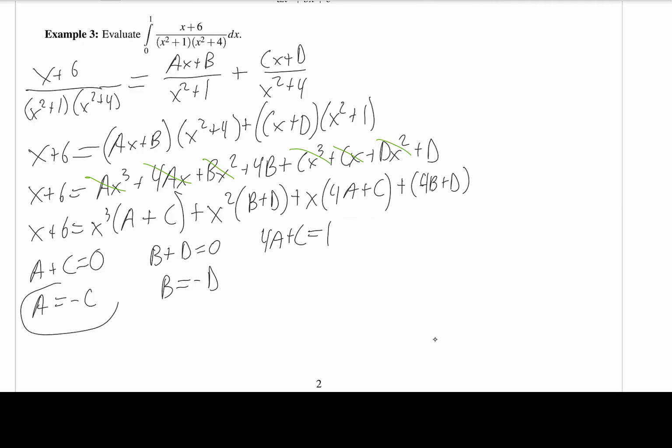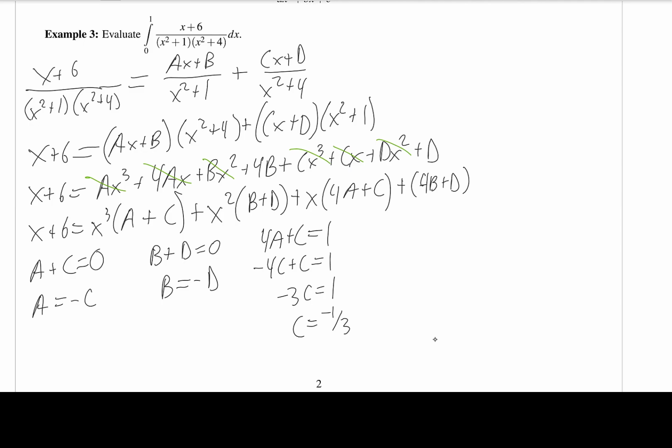Well, now I can use our a equals negative c. I'm going to plug it in over here. So this will become 4 times negative c, so negative 4c plus c equals 1. That'll give me negative 3c equals 1. So c equals negative 1/3. And now we can see that we've solved for one of these constants. Pun intended.